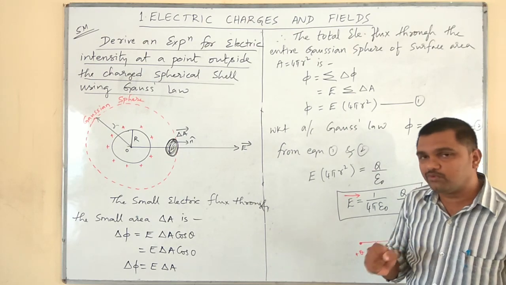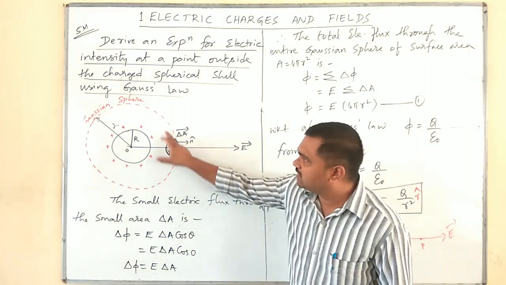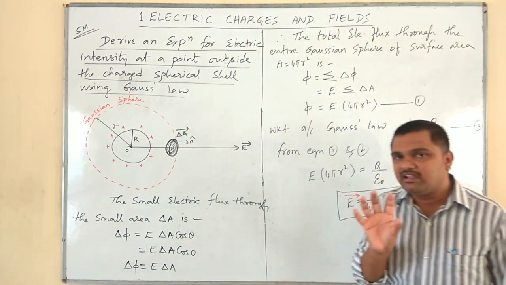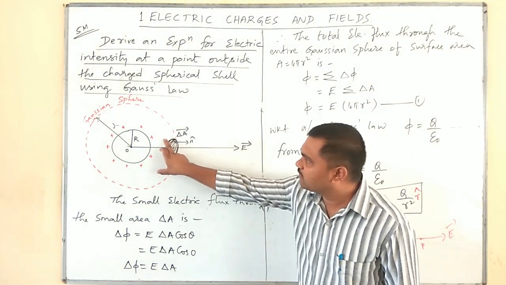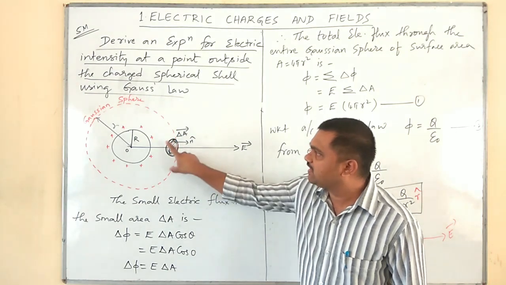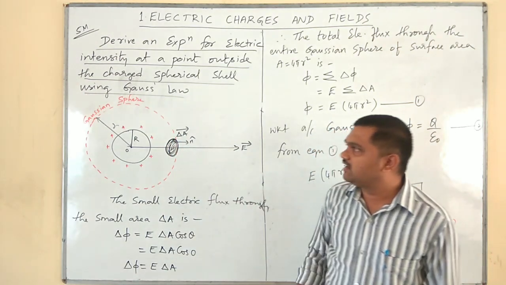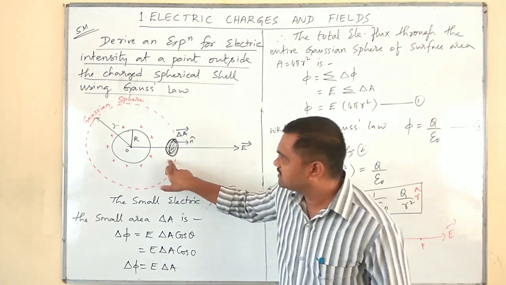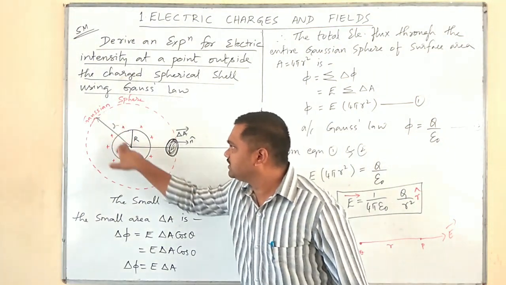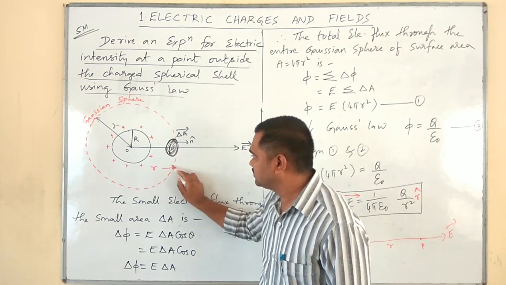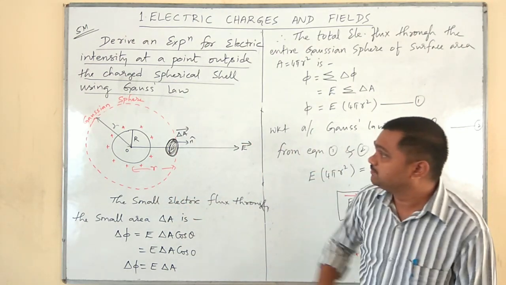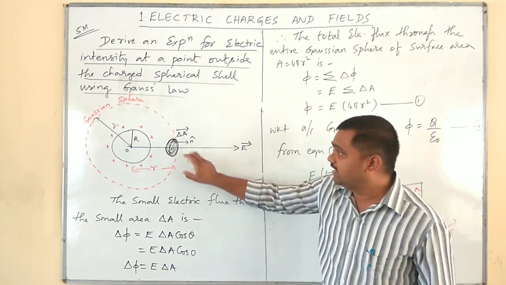For that, what we do here is we divide the entire Gaussian sphere into small sections. Therefore, I have considered one small element here having area delta A, which is at a distance small r. See, if this is small r, then this is also small r. Delta A is the area.